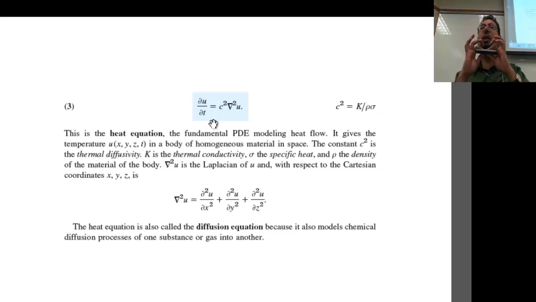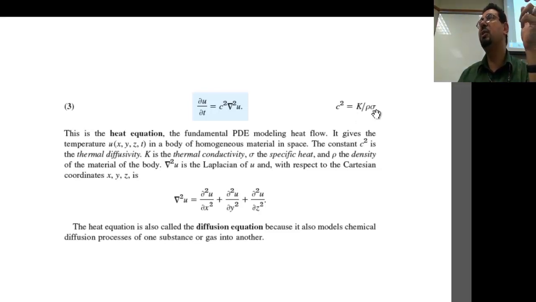So writing the first law of thermodynamics: mass times how much internal energy you have is equal to the net heat flux going in, which results exactly in this. I said mass, so you should see rho. Well, here is rho. When you put the conductivity over rho and the specific heat, sigma is the specific heat.